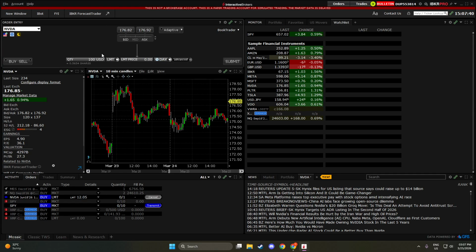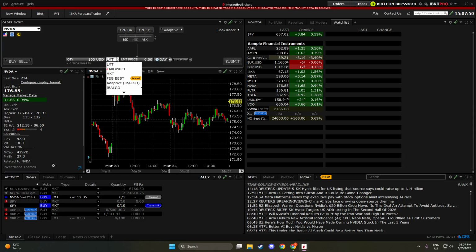Remember, this is an estimate until the order executes, because prices can move between the time you submit and when it fills. If you don't see the USD option in the quantity field, the symbol or your account settings may not support fractional trading. Now choose your order type and time in force.